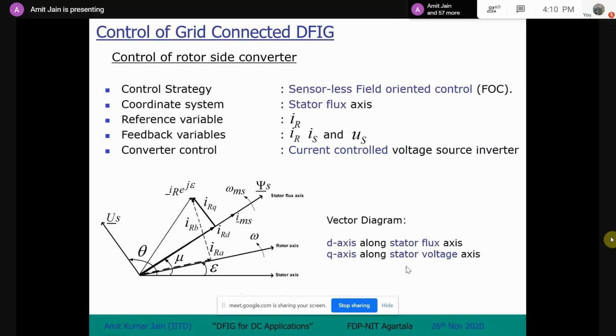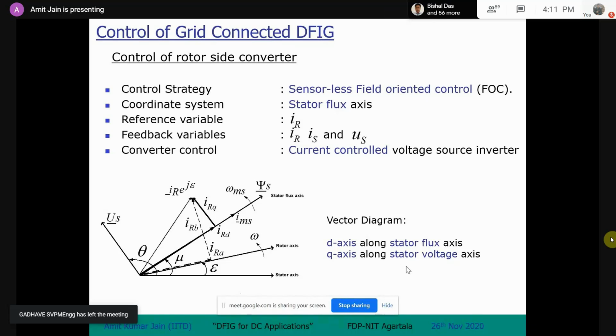And when you do the vector control, some of you may know the vector control of the induction machine or squirrel cage induction machine. What we do there is catch hold of one of the fluxes and go and sit there, actually make that a reference frame. So in the conventional squirrel cage induction machine FOC, vector control, we use rotor flux as the flux for doing the DQ coordinates.